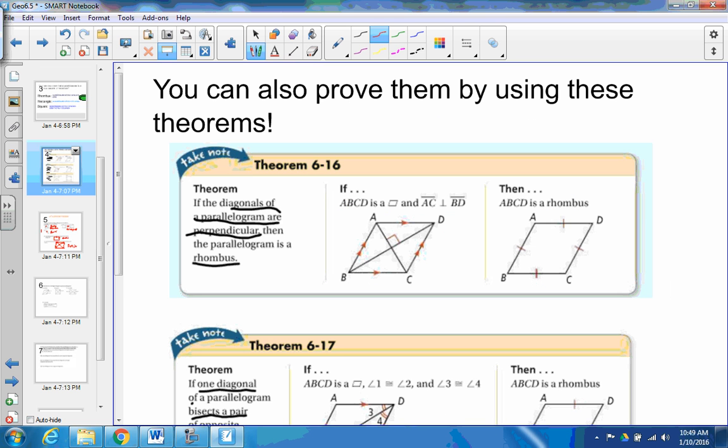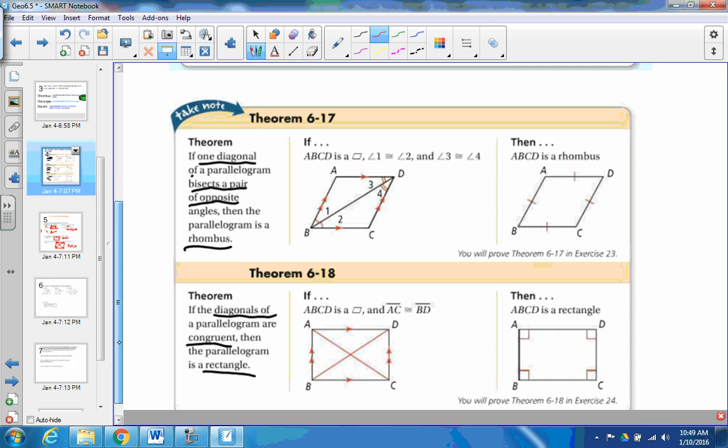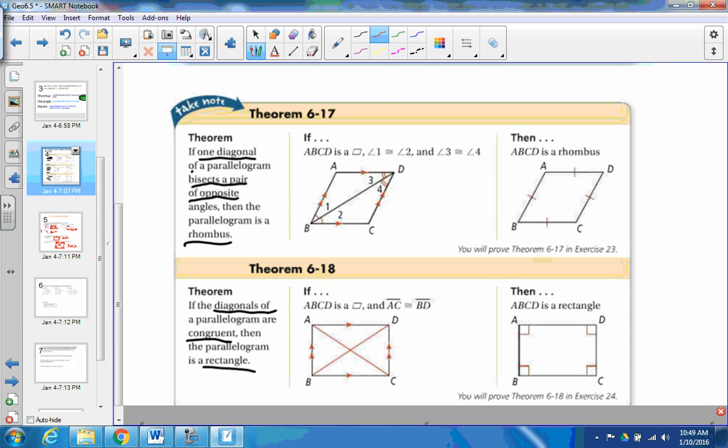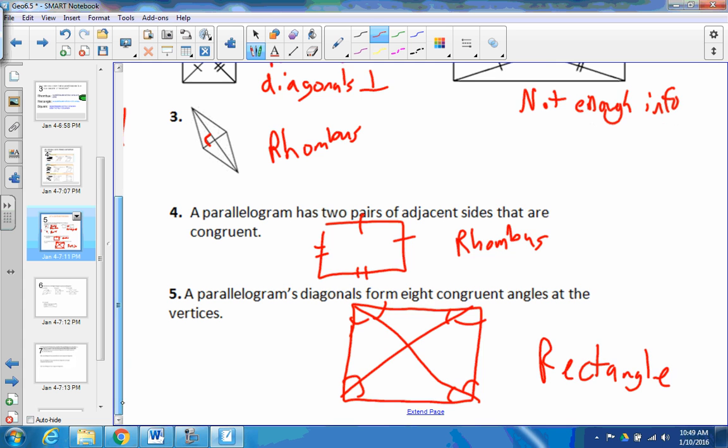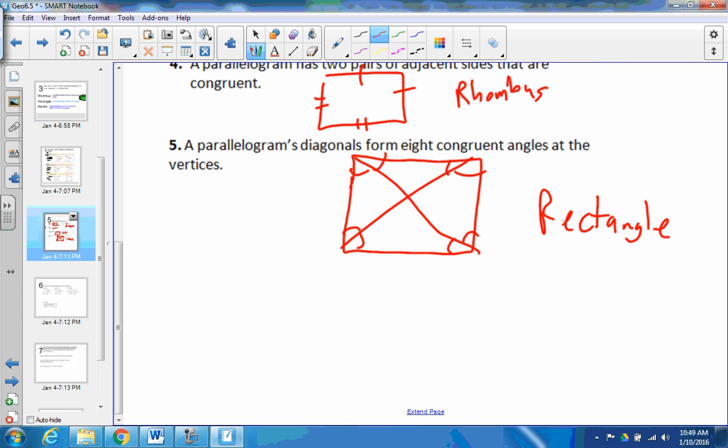Yeah, let's look back at our theorems. Where do we know that's a rhombus? We know it's a rhombus, but if they're all the same, then that's a square. All right? Ooh, I almost mixed up those theorems there. Whoops. All right.